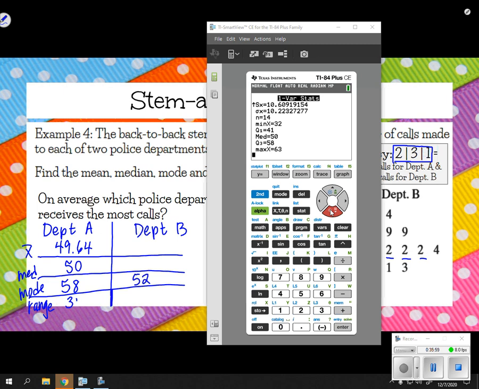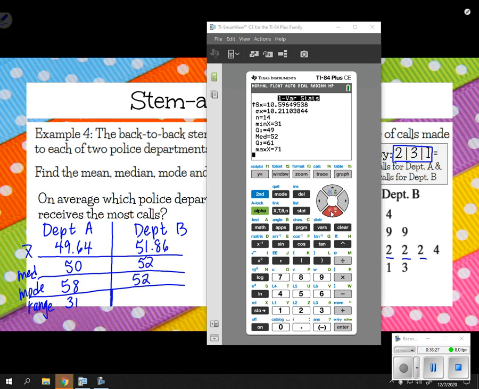So they're 31 apart. And then we're going to do Stat, right? And we're going to do one variable statistics, but we want to change that to L2. So second and 2, we'll change that to L2. And then we've got a mean of 51.86. And we have a median of 52.